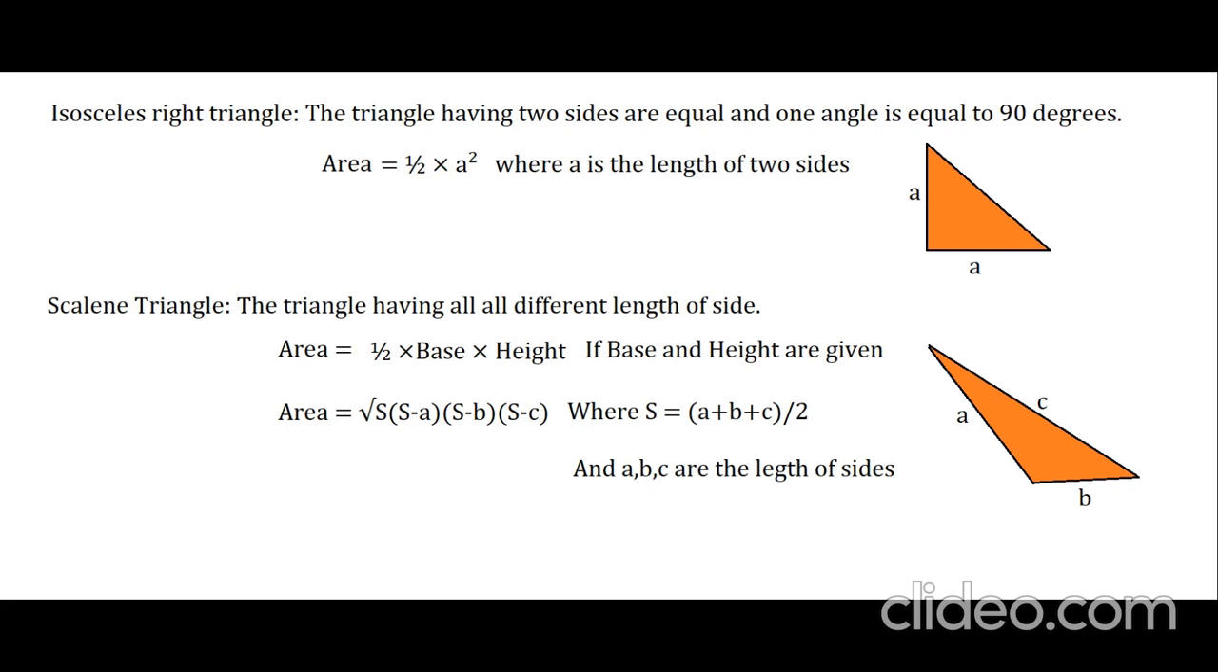The triangle having all different lengths of sides, that's called a scalene triangle. Then we can find the area by the formula half into base into height if the base and height are given, and if the base and height are not given, then we can use the same Heron's formula to get the area of the triangle.